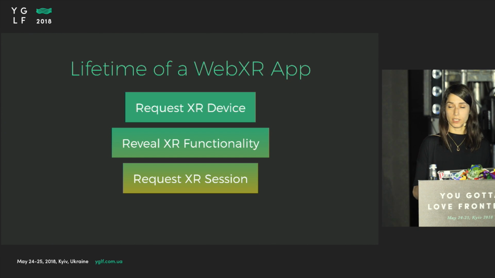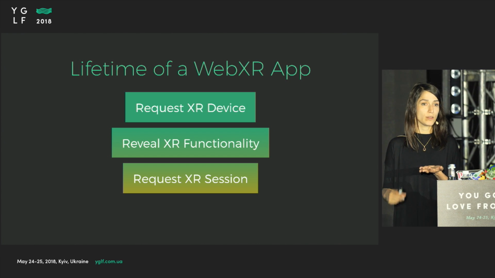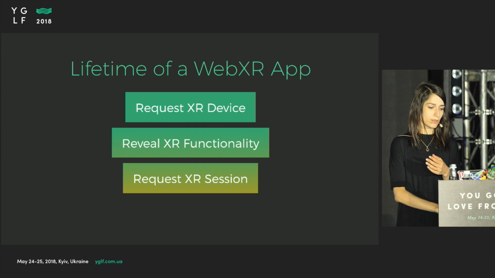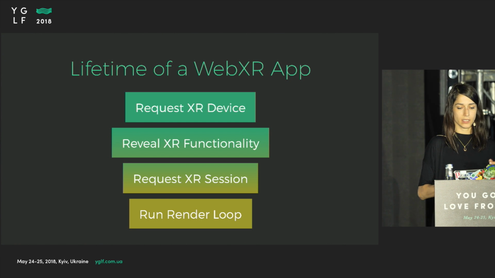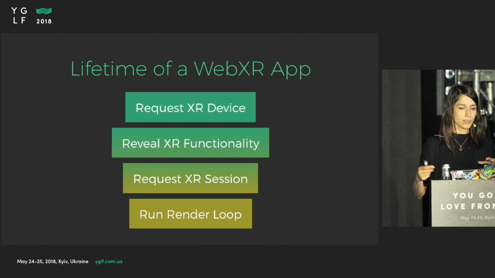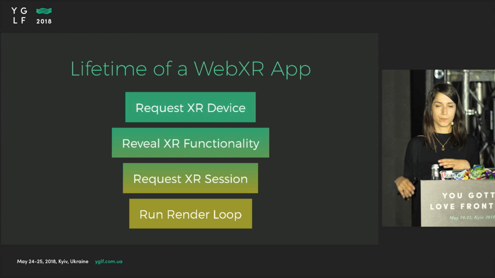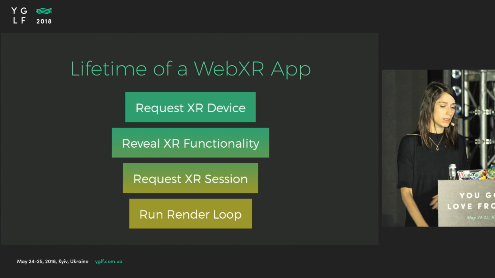And then, if a user taps or clicks on the button, we have to request a so-called XR session from the device. And only within an XR session are we able to get the device's tracking information and render images to the device. So, after starting the session and some setup to prepare the rendering, we can start the render loop. And this render loop will continue to produce frames until the user exits the XR mode or until we end the XR session.